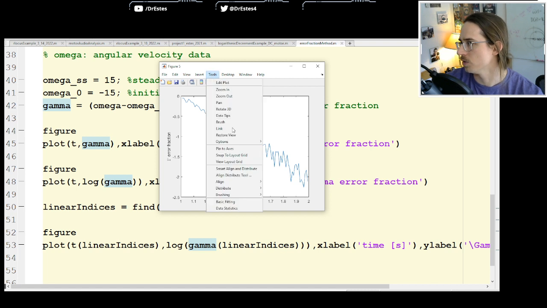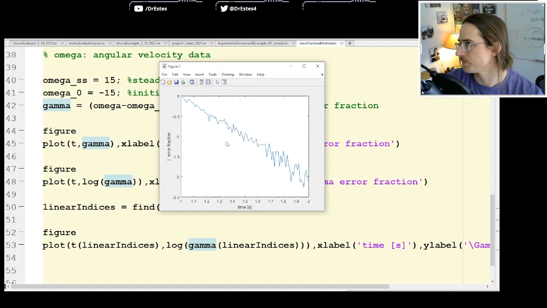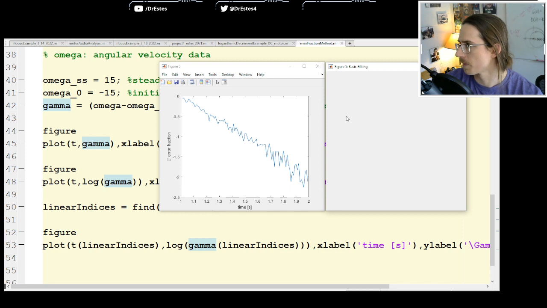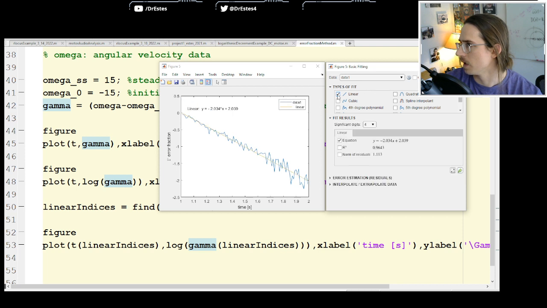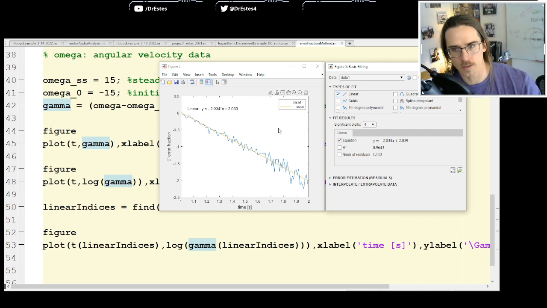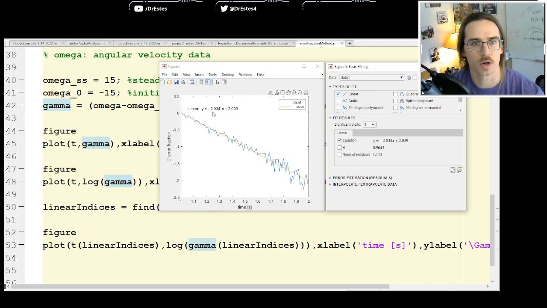And now if I go to Tools and the Basic Fitting, I could do a linear fit, and this looks pretty good. And now's the time to compare results with Freeman, who predicted a time constant of 0.6, plus or minus 1. You added some uncertainty to yours. That's perfect. So the slope, I don't know if you can see it, it's minus 2.034.